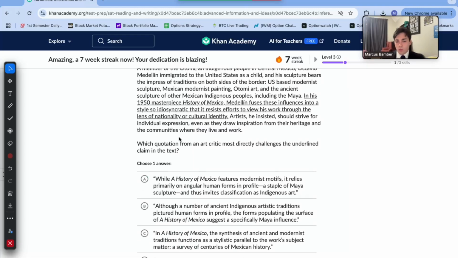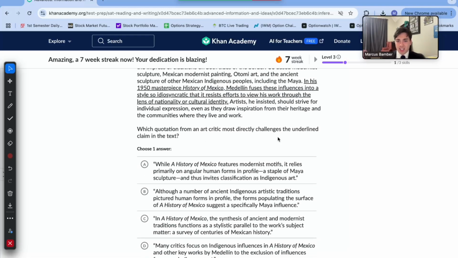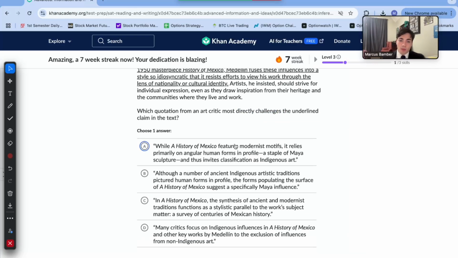All right, which quotation from an art critic most directly challenges the underlying claim in the text? So we're trying to oppose this claim. All right, while History of Mexico features modernist motifs, it relies primarily on angular human forms and profile, a staple of Maya sculpture, and thus invites classification as indigenous art.